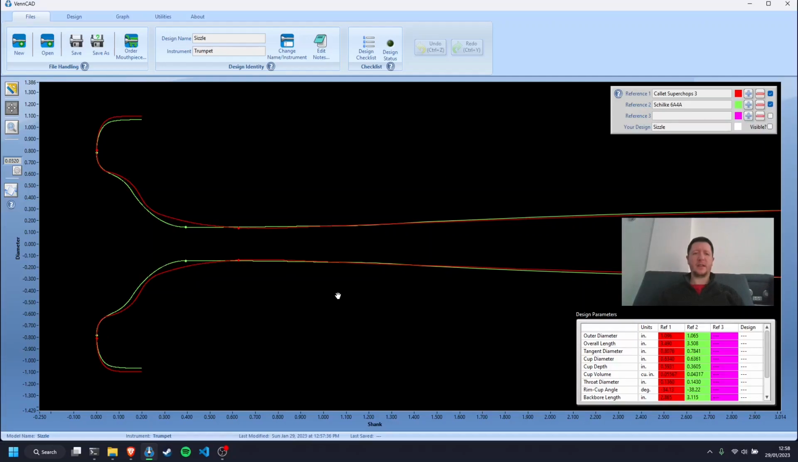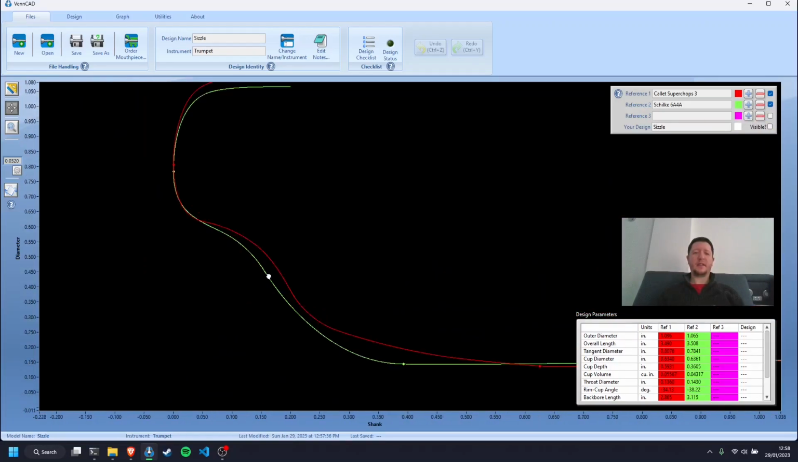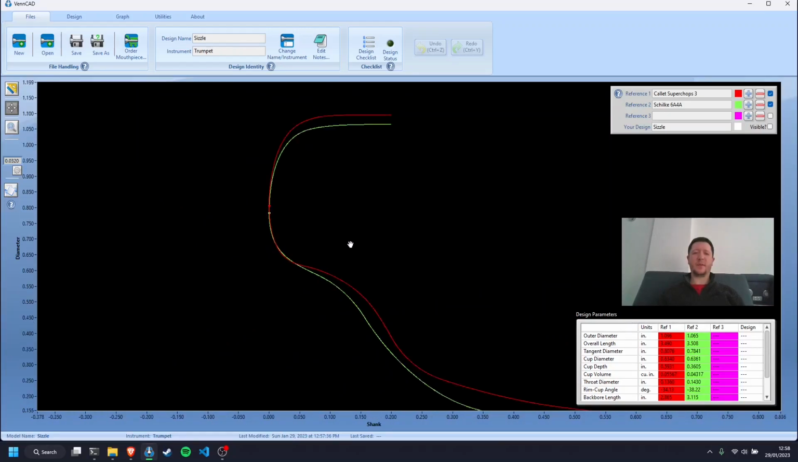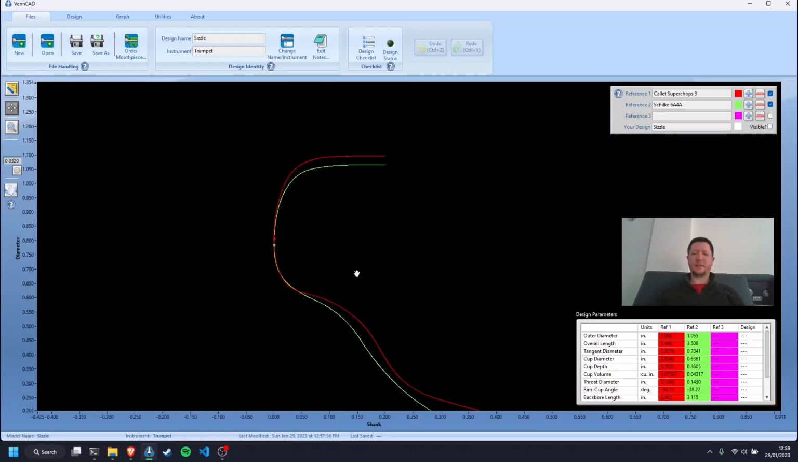So there is our 6A4A. So you can see this again. I love just looking at this stuff, and people used to wax on about the CANSTOR comparator a lot, and it was a very valuable tool which essentially has been replaced by VennCAD now.